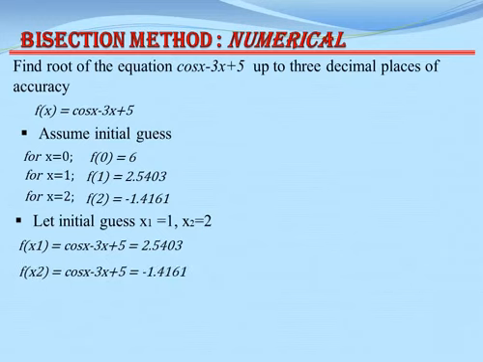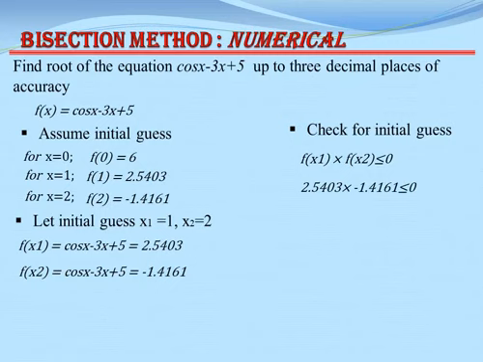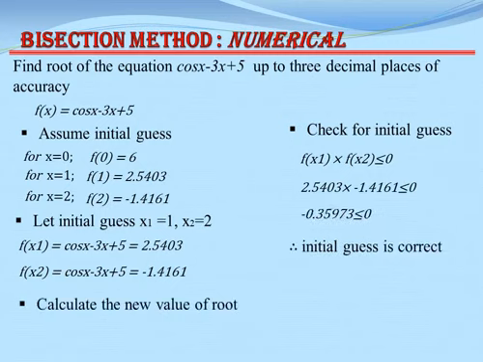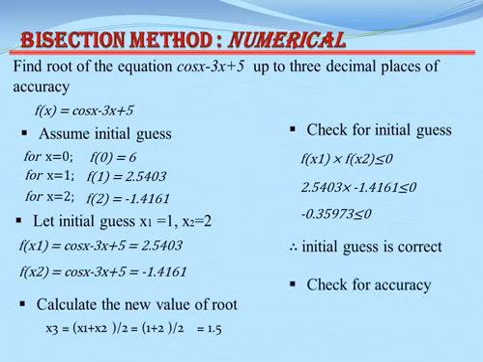Then we check whether the initial guess is correct or not using this condition, that is f of x1 into f of x2 must be less than or equal to 0. If the condition is satisfied, then we find the new root approximation using the formula x3 equal to (x1 plus x2) by 2. By putting the values, we get the x3 value as 1.5, and then we have to check for the given accuracy criteria. If the accuracy criteria is satisfied, then we can stop, otherwise we need to repeat the process.